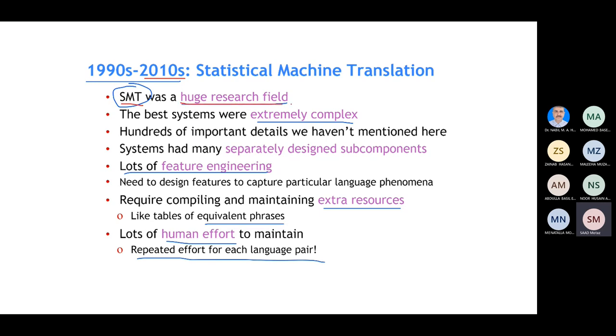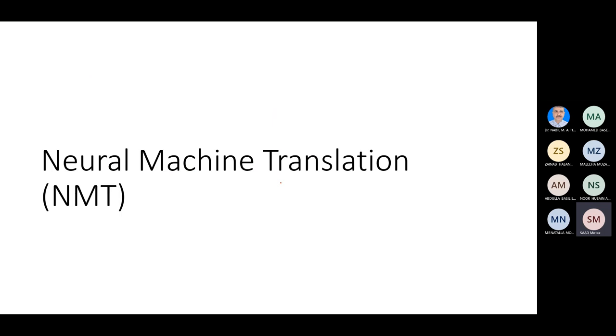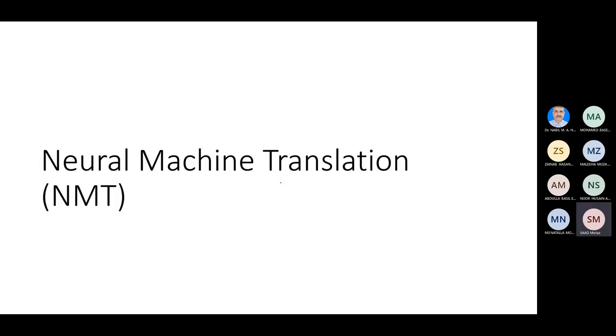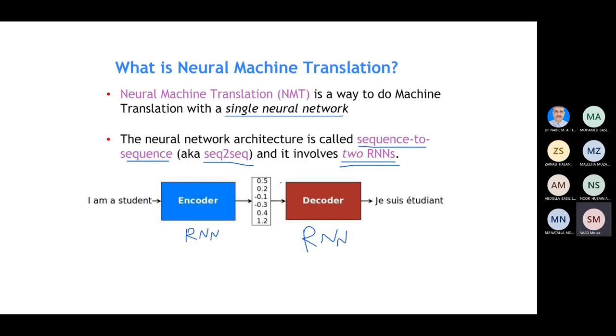Okay. So at the end of this period, we have statistical machine translation. It was a huge research field, and it was extremely complex. It requires a lot of feature engineering, extra resources, and a lot of human effort if you want to repeat the effort for each language pair, because you need to do a lot of work for each language pair. Then we have the period of neural machine translation, which is from 2011 up to now. So it's 10 years now with neural machine translation.